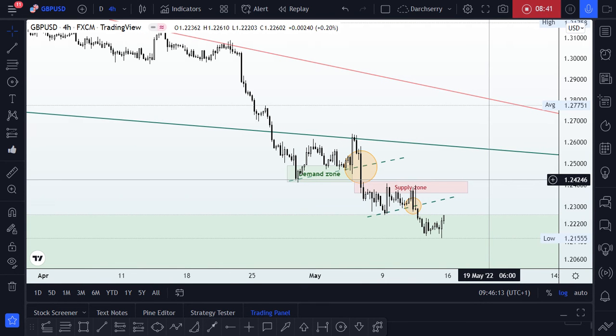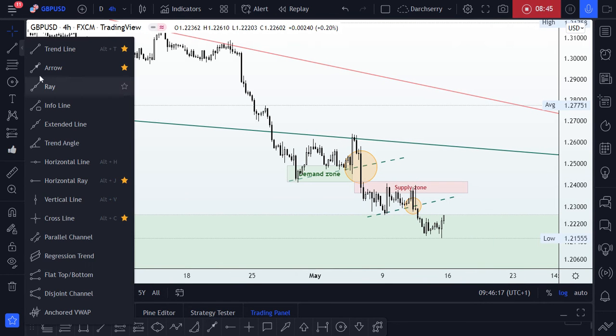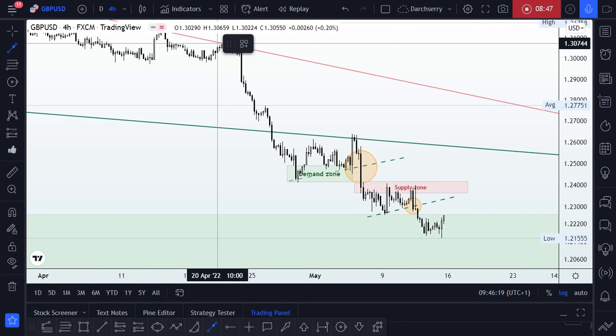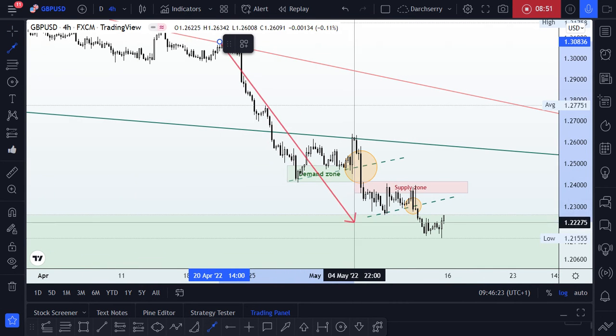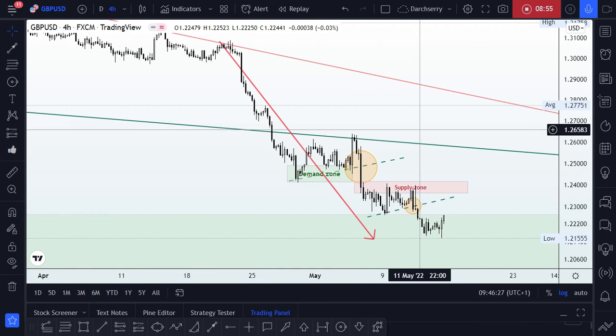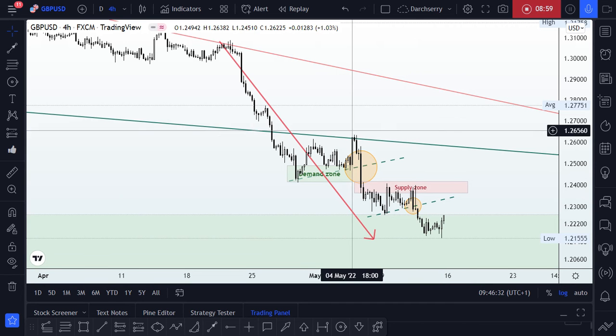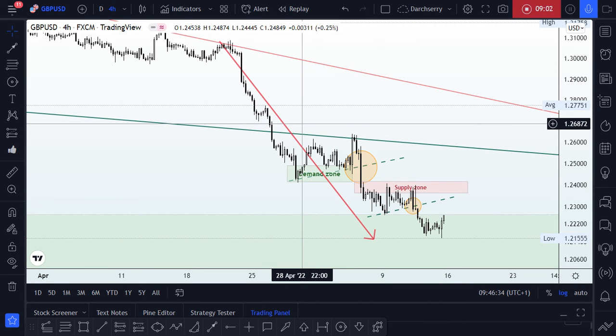So now, if we look left, we can see that we have structures to work with as we have an impulse leg that ran since mid-April right through to the demand zone. And with this impulse leg, we want to be looking for a retracement into the golden zone area. And what do I call the golden zone area? The golden zone area is an area between the 50 and the 78.6% retracement of the previous impulse leg.